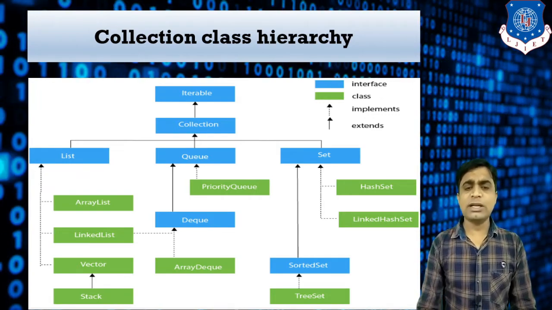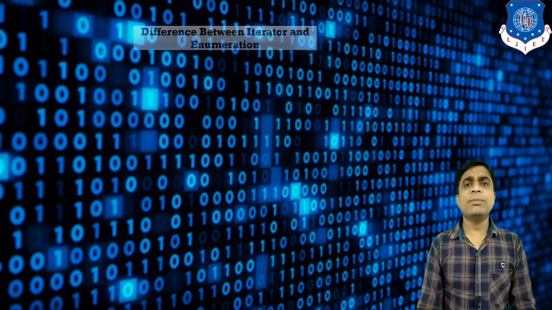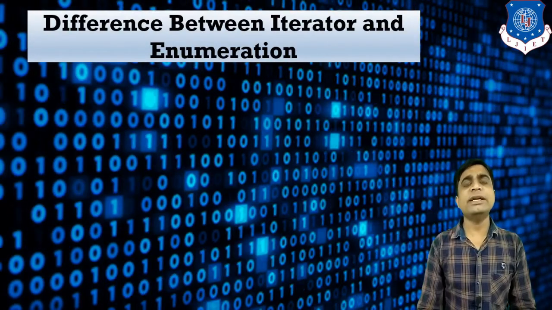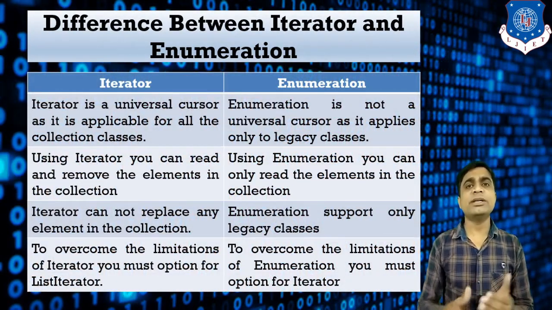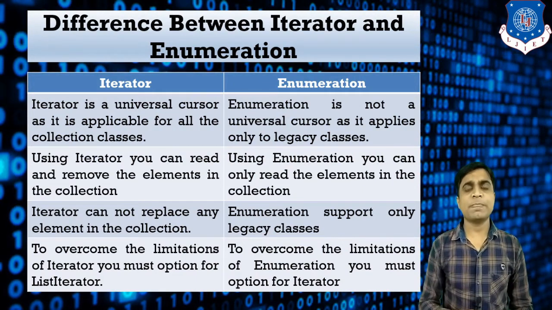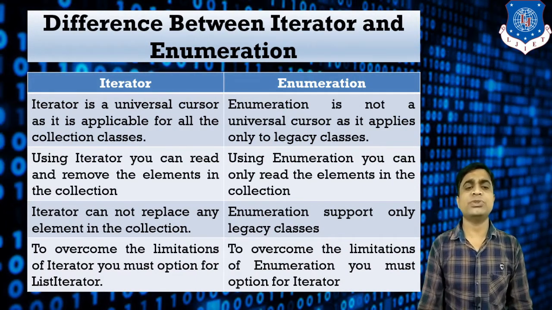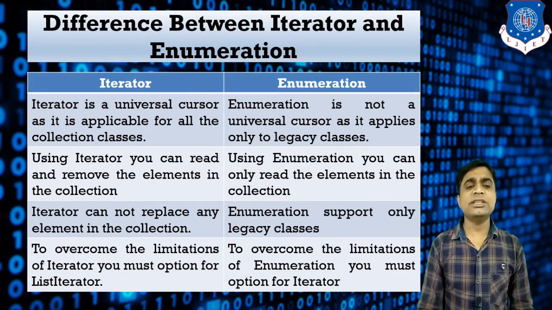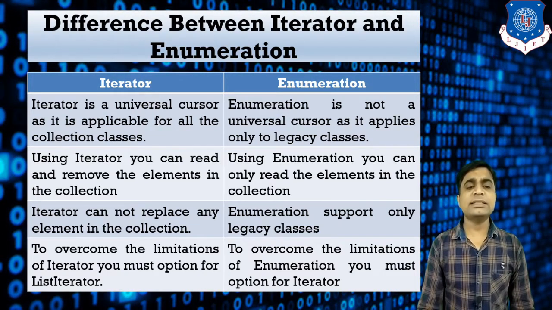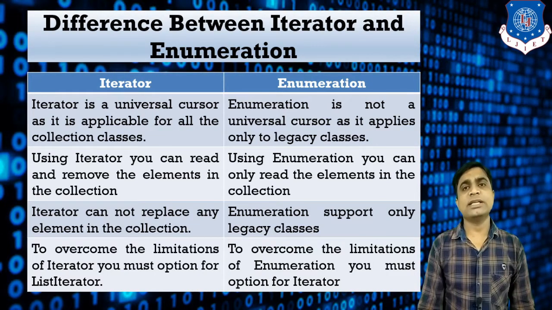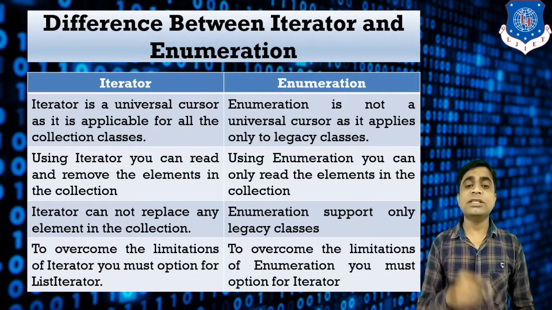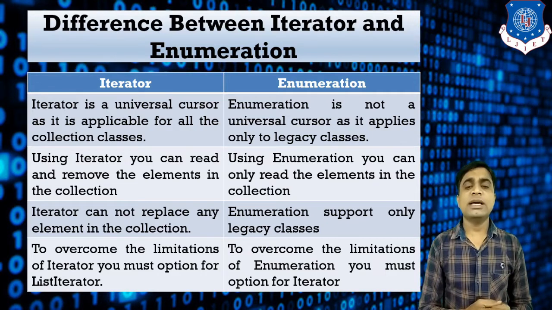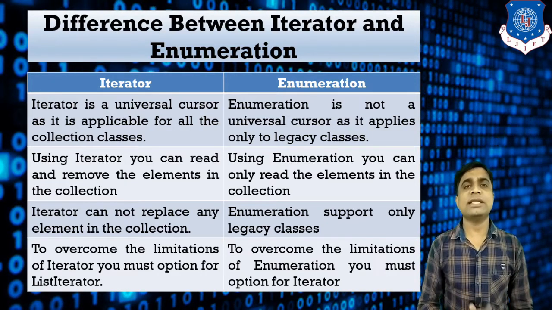First of all, let's discuss an important topic, that is the difference between Iterator and Enumeration. Mostly we are using the Iterator and Enumeration for looping purposes. Now what is the exact difference between these two? The Iterator is a universal cursor, as it is applicable for all the Collection classes, whereas Enumeration is not a universal cursor, as it is applied only to legacy classes.